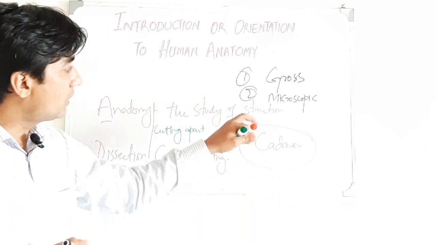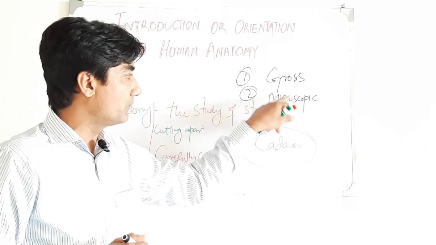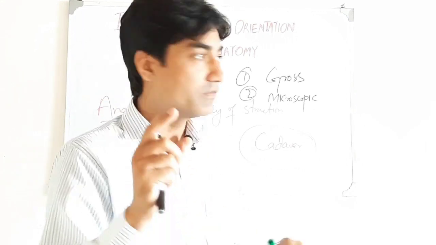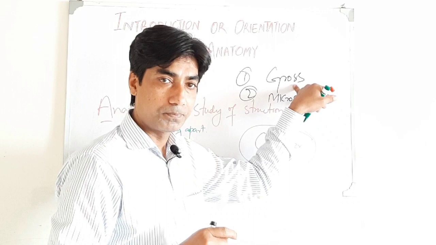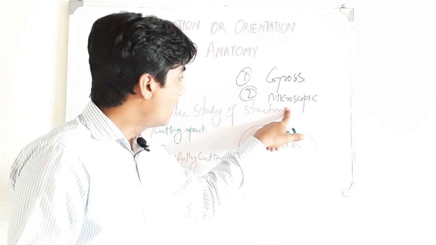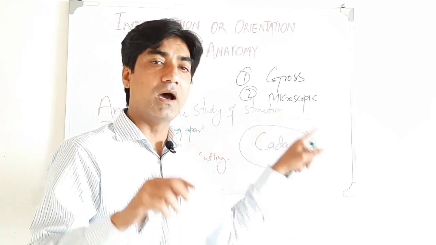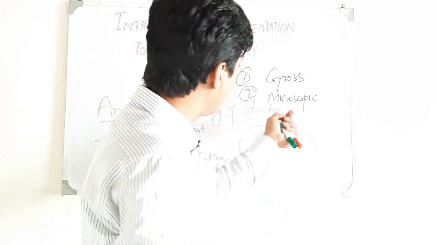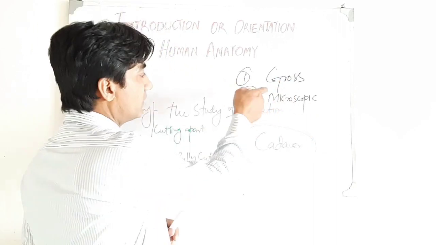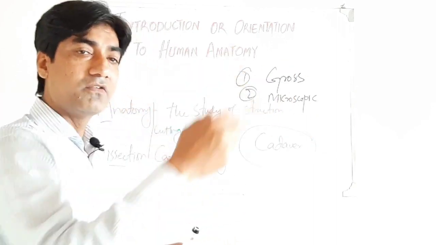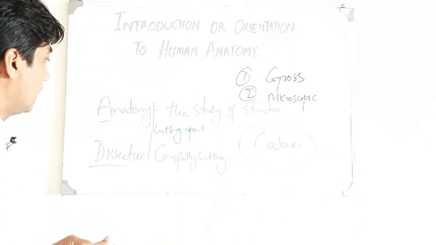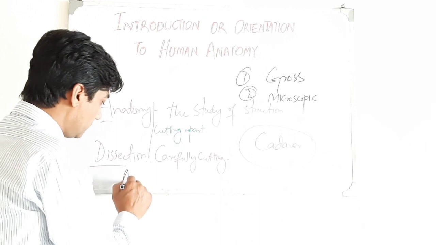What is gross anatomy and what is microscopic anatomy? The structure that can be seen with the naked eye is called gross anatomy. And the study of the structure of tissues or specimens under the microscope is called microscopic anatomy. We will move towards gross anatomy in our further sessions. Now let's take an example of anatomy, called neuroanatomy.